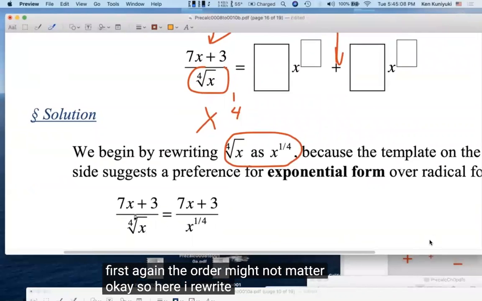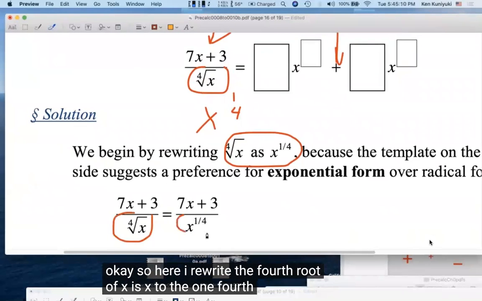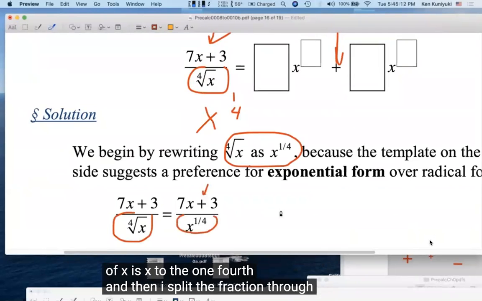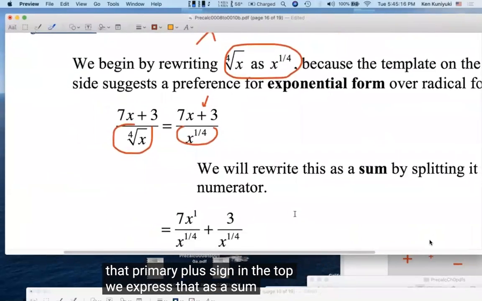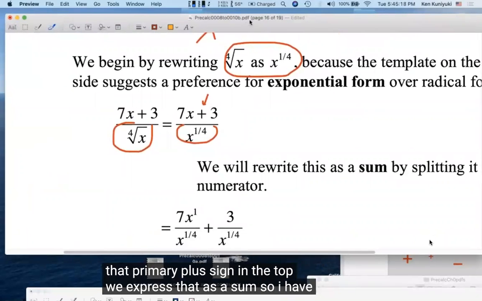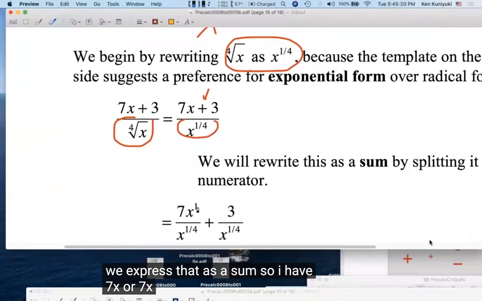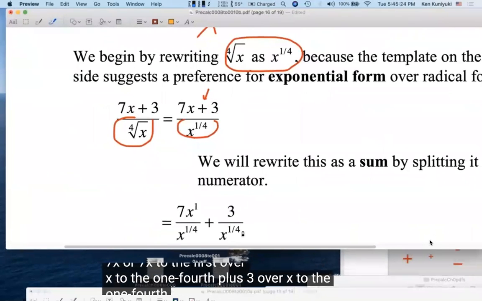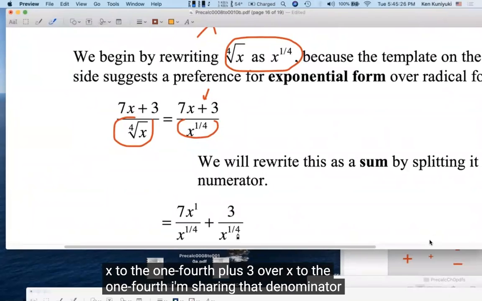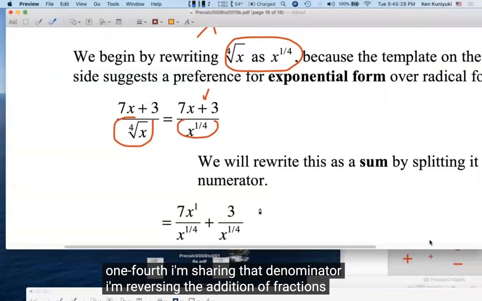Okay, so here I rewrite the fourth root of x as x to the 1/4, and then I split the fraction through that primary plus sign in the top. We express that as a sum. So I have 7x, or 7x to the first, over x to the 1/4, plus 3 over x to the 1/4. I'm sharing that denominator. I'm reversing the addition of fractions.